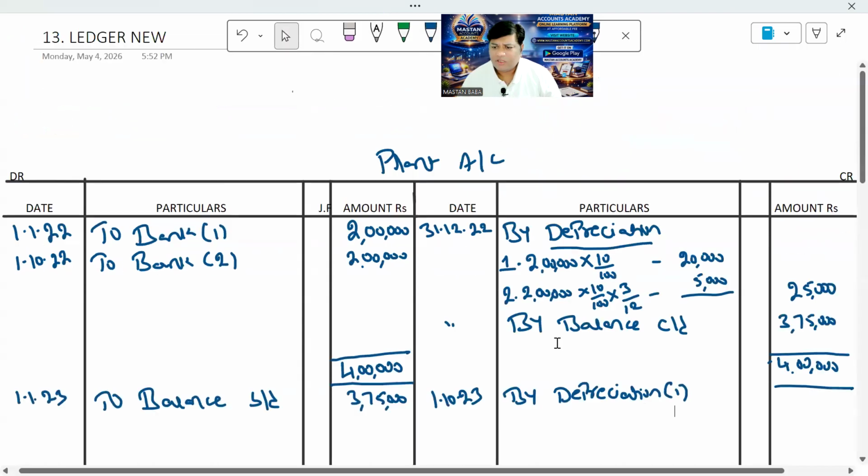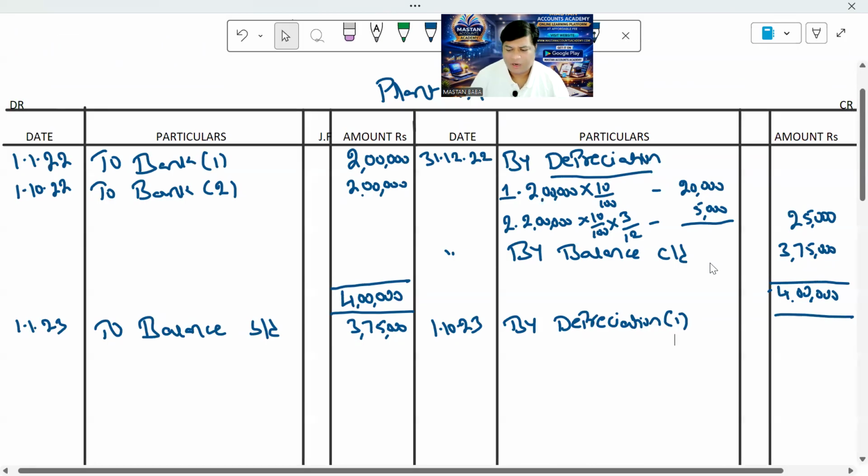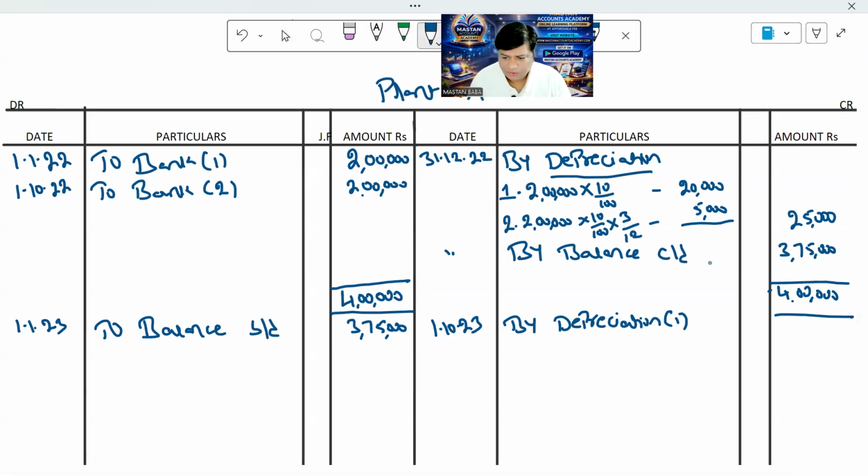The simple logic is, what is the first plant value here? Check the cursor, everyone. What is the first plant value? 2 lakhs. What is the depreciation relating to the first plant here? It's clearly visible, 20,000. So the first plant value is 2 lakhs.